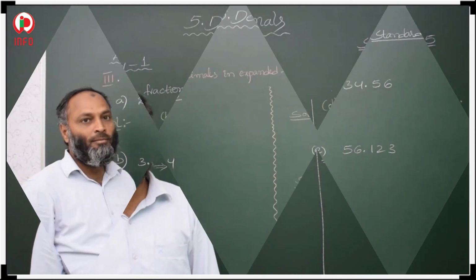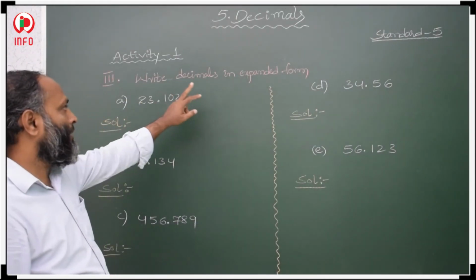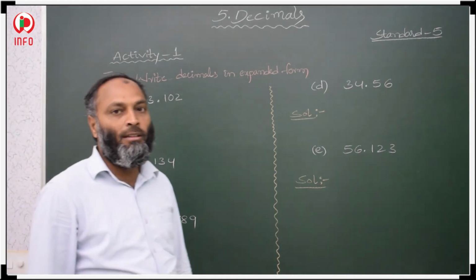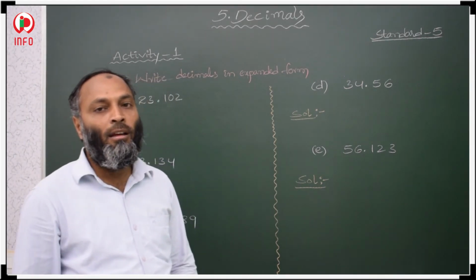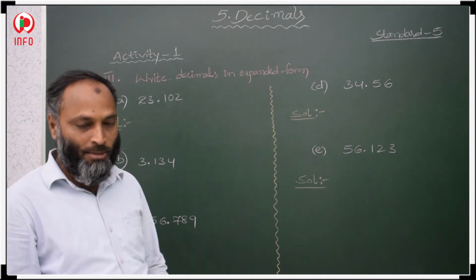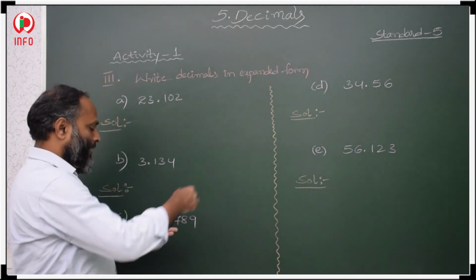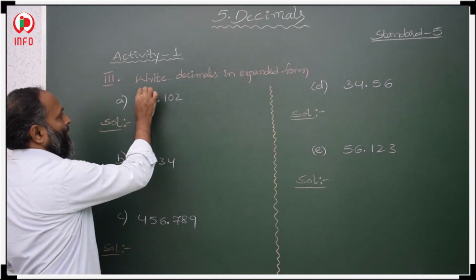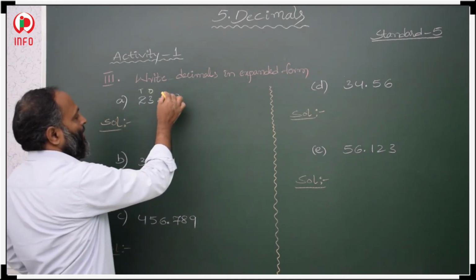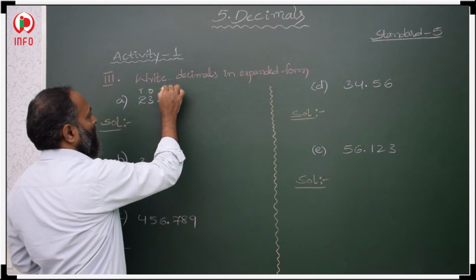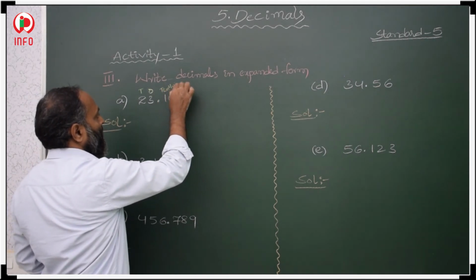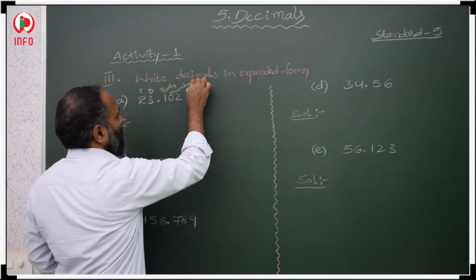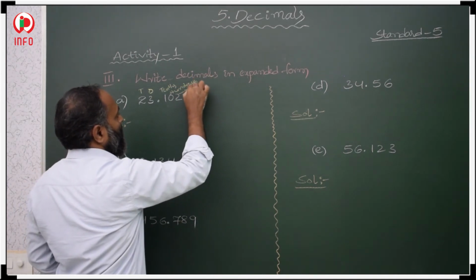Okay, students, now write decimals in expanded form. Five questions were given, and these five questions we have to write in expanded form. How to write in expanded form? Now here, see, this is ones place, this is tens place, this is hundreds, this is thousands.